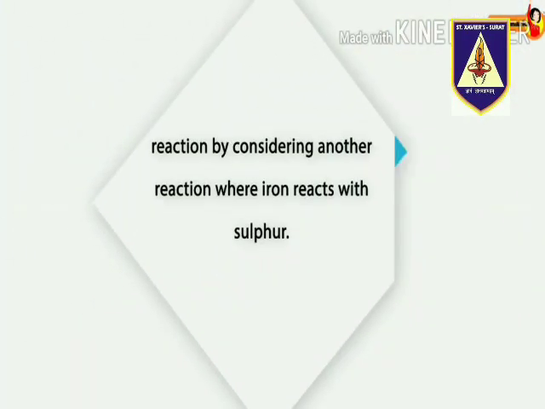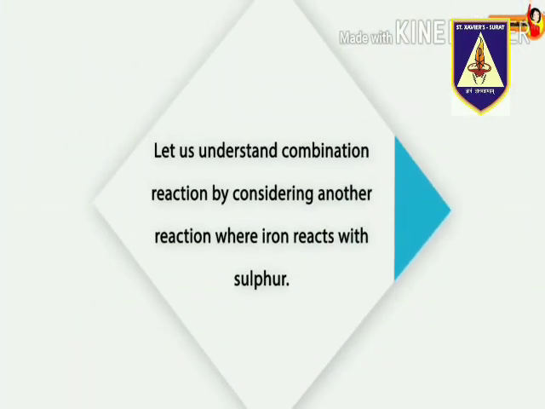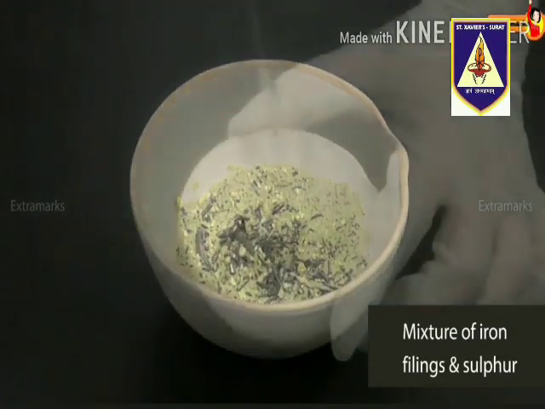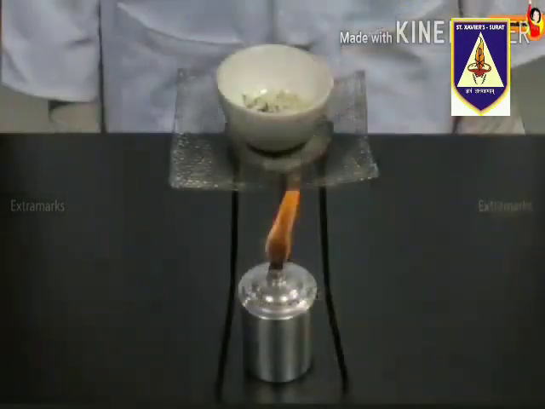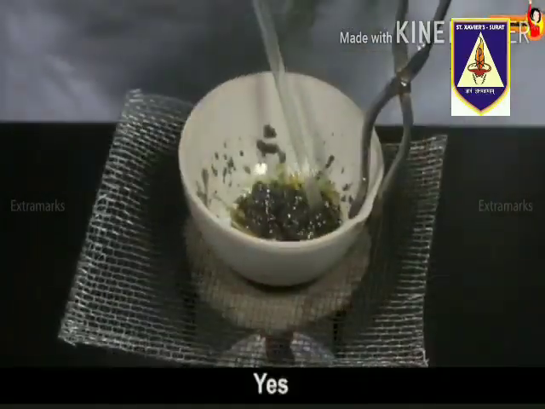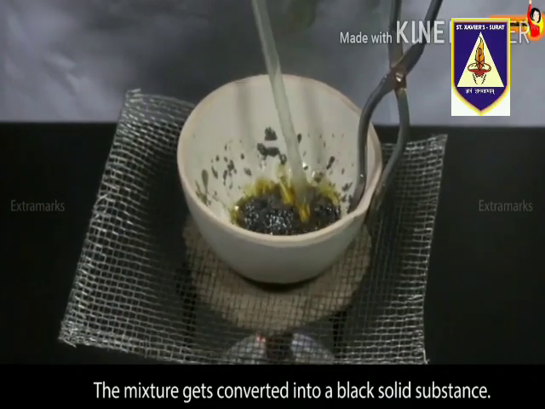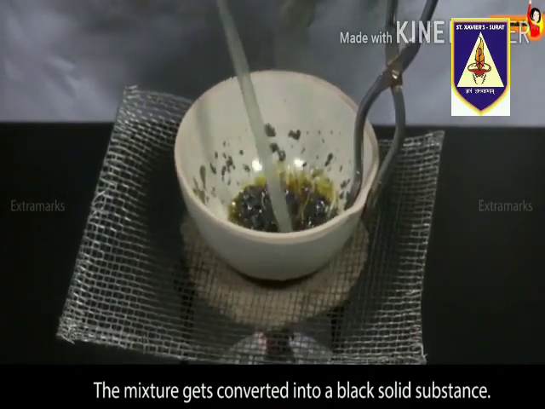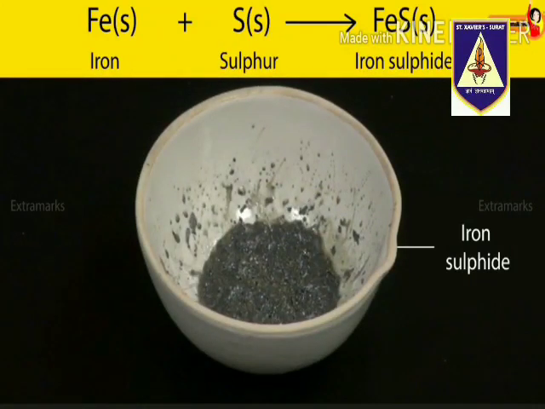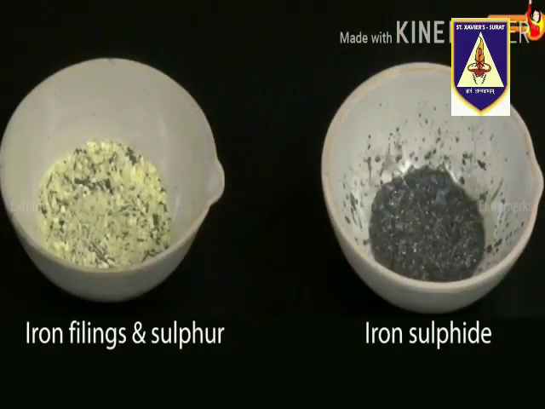Let us understand combination reaction by considering another reaction where iron reacts with sulfur. Take iron filings and sulfur in a china dish. Mix them and heat the mixture. Did you observe any change? Yes, on heating the mixture, it gets converted into a black solid substance. This black solid substance is iron sulfide. Thus, iron combines with sulfur to form iron sulfide.